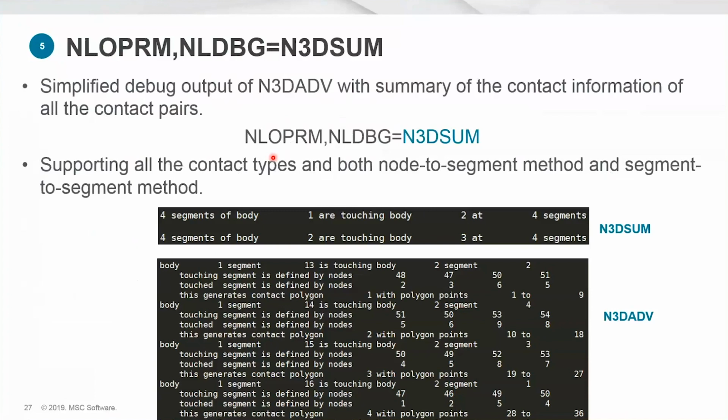Next is the N3D sum. Before, we used to have the N3DDB, which would give too much information. So this was a customer request, and this new parameter N3D sum will provide a brief summary of contact status for contact debug in the F06 file.